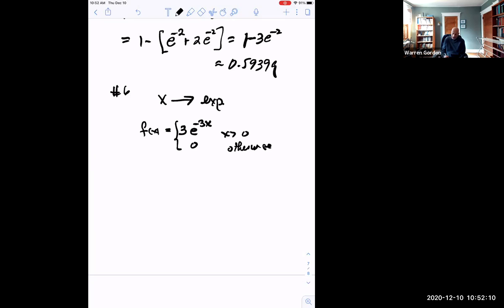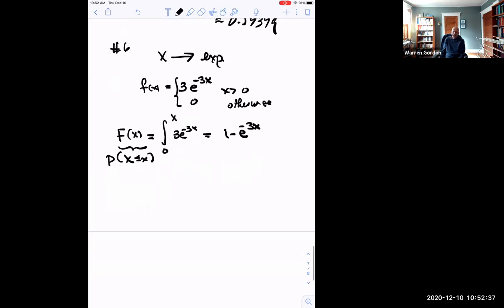Now, I want to remark that rather than do this problem 4 times, remember that F of x is just the integral, in this case, from 0 to x of 3e to the minus 3t. And remember, this means the probability that X is less than or equal to little x. This just turns out to be 1 minus e to the minus 3x. And if you use this, the arithmetic is trivial.